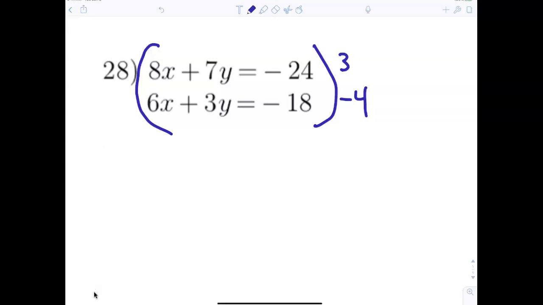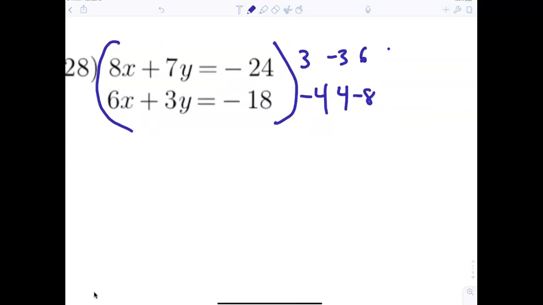Because now the x's will do what? Cancel. I could multiply by negative 3 and 4. Somebody agree with that? It doesn't matter which one you put the negative on as long as one's positive and one is what? Negative. I could have done 6 and negative 8. For those of you who didn't see 24. I could have also chosen 3 and negative 7.